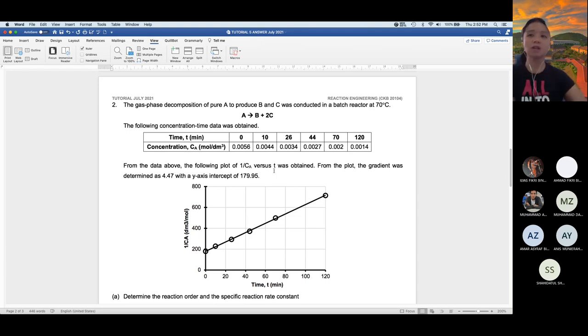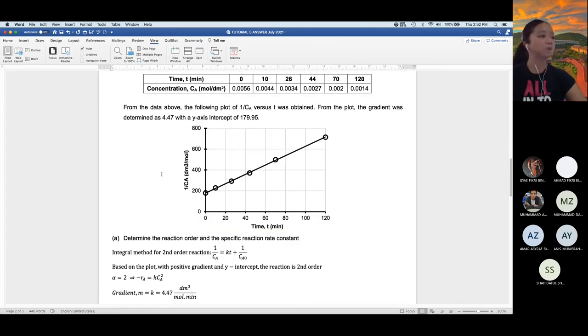So in this second question, the data is still the same, concentration and time. But now I plot 1 over CA versus time. Okay, and then they still give us the gradient as 4.47 and the y-axis intercept 179.95. Okay, so now this is the complex part because the plot is also different. Earlier in question number 1, the plot was ln of minus dCA over dt versus ln CA. This one is 1 over CA versus time.